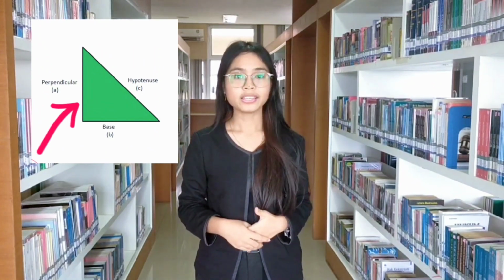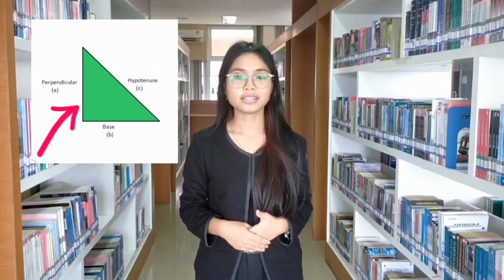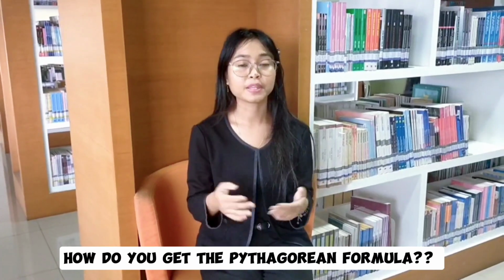Next, we will see how the Pythagorean theorem looks. This is the shape of the triangle, where A is the perpendicular of the right triangle, B is the base, and C is the hypotenuse. For your information, the Pythagorean theorem can only be applied to a right triangle. Next, how do you get the Pythagorean formula?